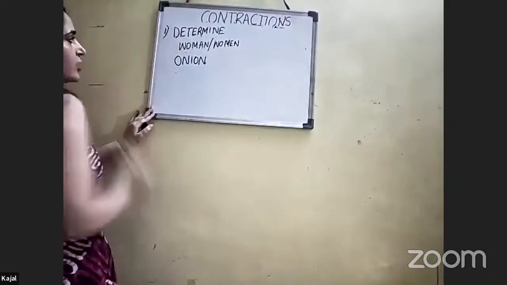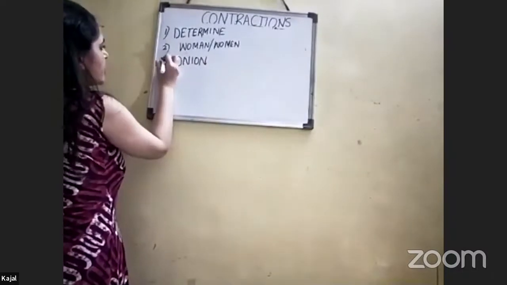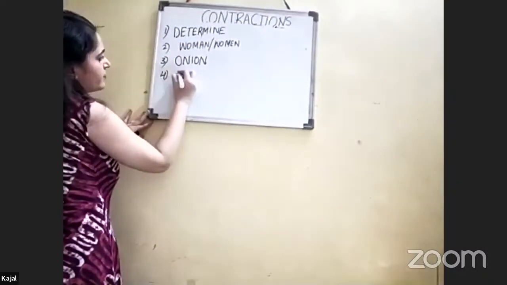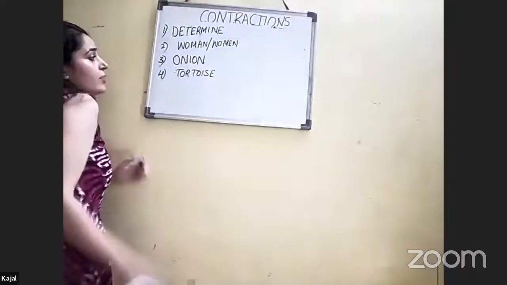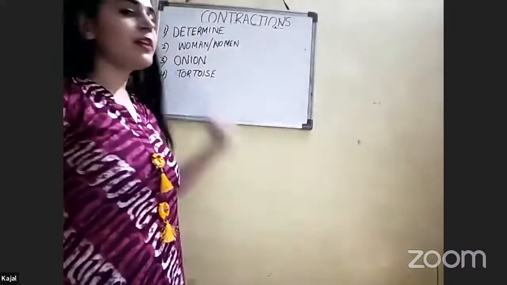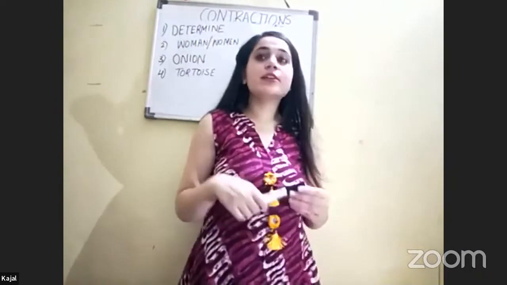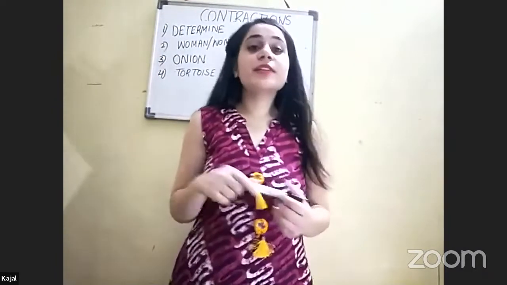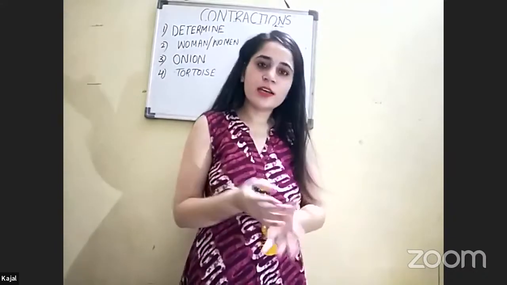So we are done with three. First is determine. Second, woman and women. Third is onion. Fourth is TORTOISE. Okay. An animal found near the seas also. Usually we call it as tortoise. Everyone used to call it as tortoise, but the new pronunciation is tortoise. Now it has become tortoise. Right? Tortoise is the wrong pronunciation.